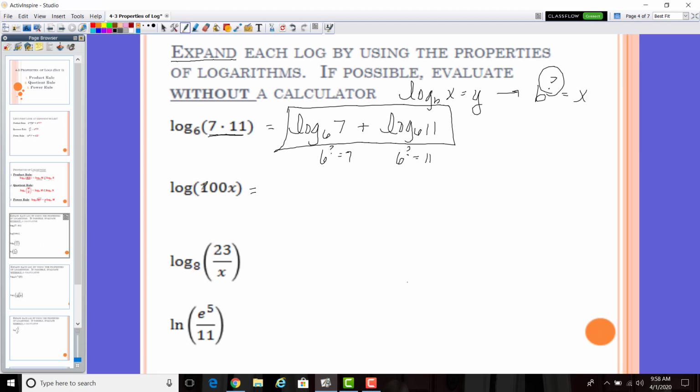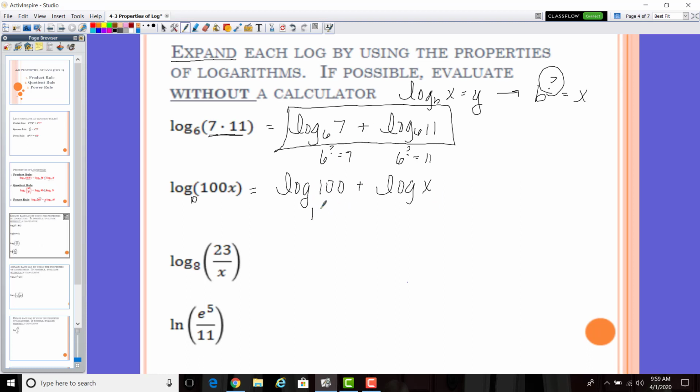Example 2. We have log of 100x. Remember, when you see the word log but no base is given, we assume it's a log base 10, meaning that that is a common log. So 100x is a product, so we're going to have the common log of 100 plus the common log of x. Remember, now both of these have a base 10, so if possible, evaluate without a calculator.